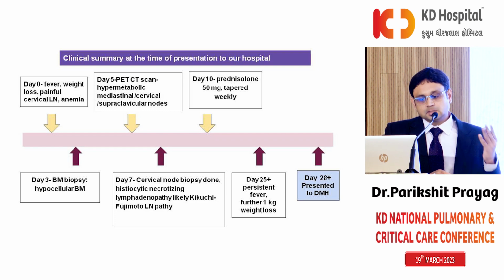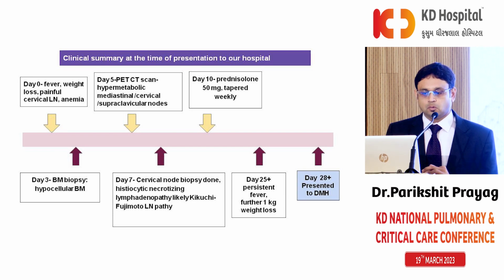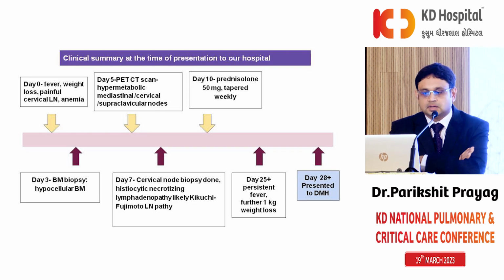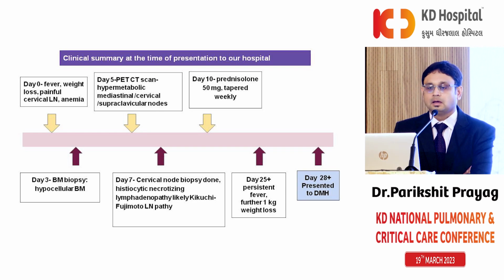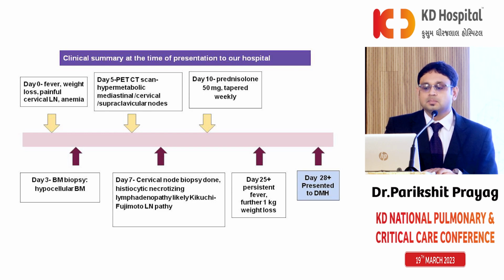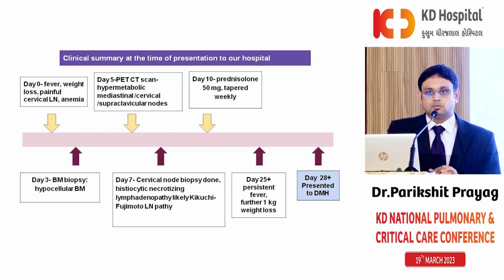So he underwent a bone marrow biopsy, and the bone marrow showed a hypocellular marrow. So they did a PET CT scan. They sent him to the nearest big city, and they did a PET CT scan. On his PET CT, he had mediastinal, cervical, as well as supraclavicular nodes. So now we have a gentleman who is young, no previous comorbidities, and presents with anemia and fairly diffuse lymphadenopathy.